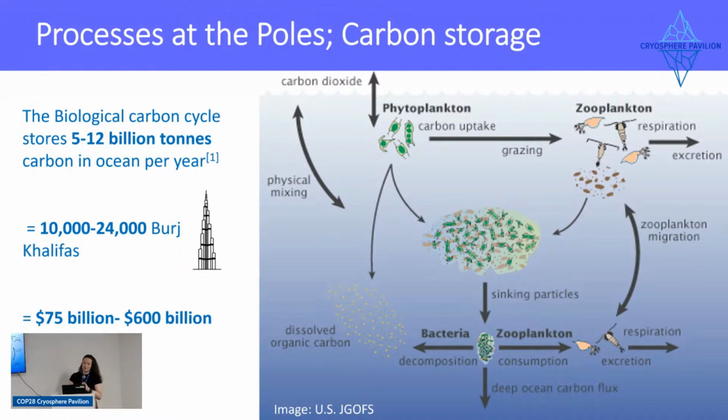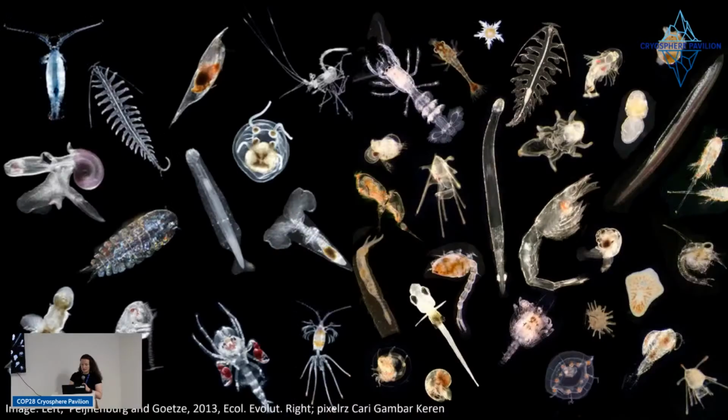And the biological carbon cycle stores between 5 and 12 billion tons per year. So just to put that in perspective, that's the same as the weight of 10,000 to 24,000 Burj Khalifas. And if we were to try and pay any money to store a similar amount of carbon, that would be between 75 and 600 billion to store. So it's a really important process that we rely on globally to keep our atmospheric CO2 levels lower.